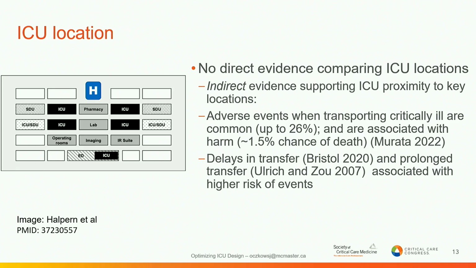So on the basis of this evidence, we made a good practice statement that ICUs should be located near key locations of the hospital where patients are going to be transferred. So this is the difference between an evidence-based statement where we've got direct evidence, nice forest plots, and one where we're really relying on indirect evidence about transfer time to inform where the ICU should be. We could not make a formal graded evidence statement here, but we did make a good practice statement.